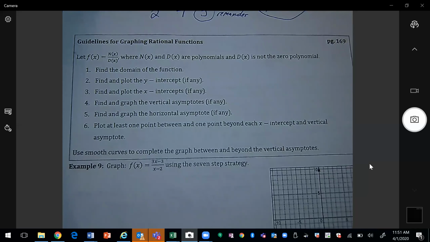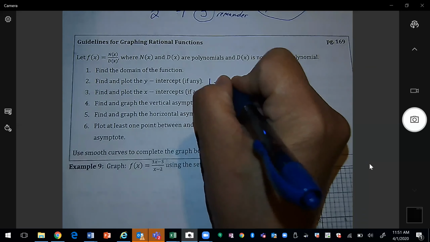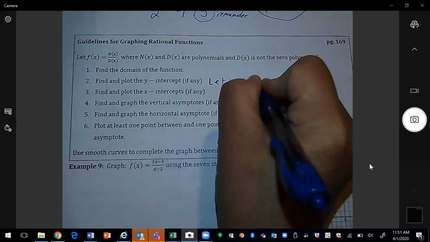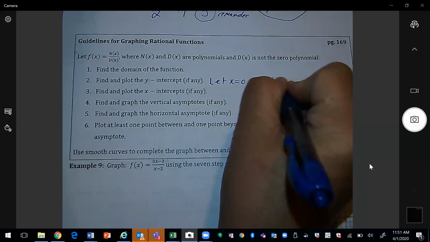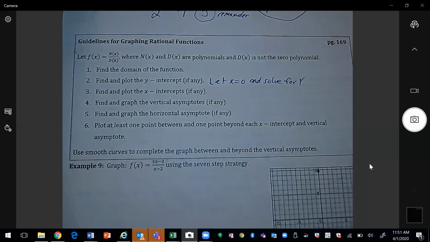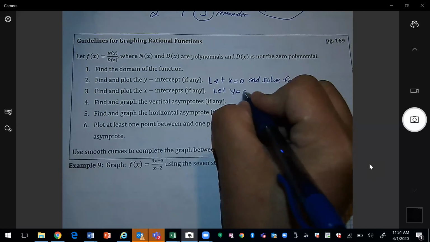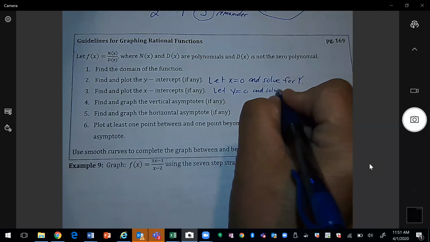Number 2, we can plot the y-intercept. So remember to find the y-intercept, this is where we let x equal 0 and solve for y. Okay. We can find the x-intercept, and to find the x-intercept, we let y equal 0 and solve for x.